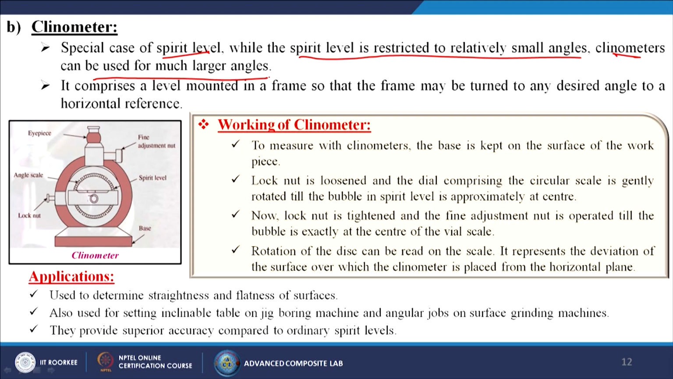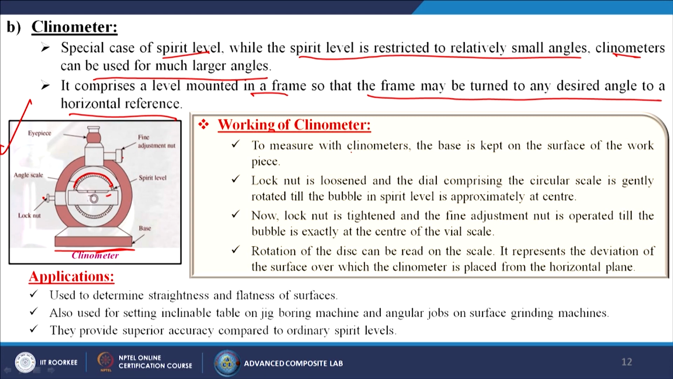It comprises a level mounted in a frame, so that the frame may be turned to any desired angle to a horizontal reference. How does it look? It looks like this. We have the eyepiece, and the spirit level over there. It has a fine adjustment, this is the angle it will show, and a lock, because after fixing it you can lock it, and it has a very strong base.